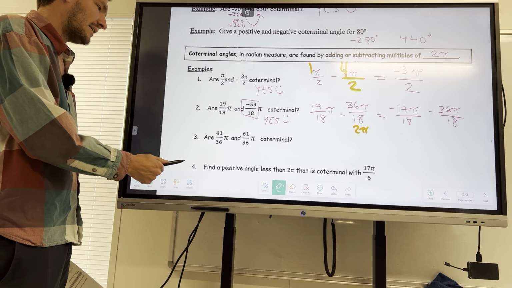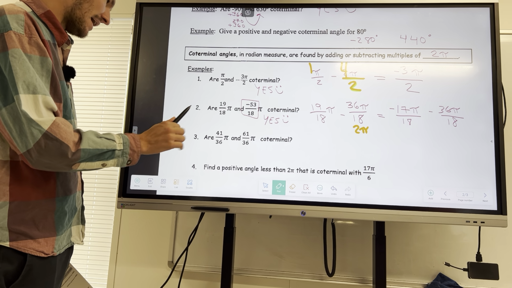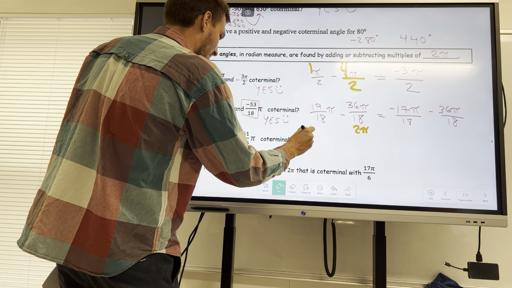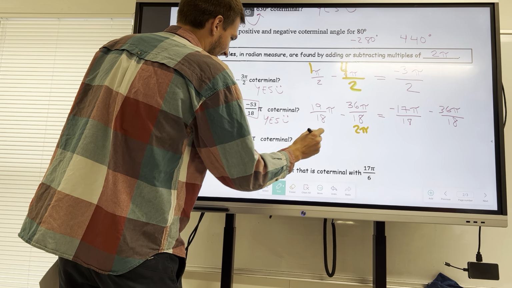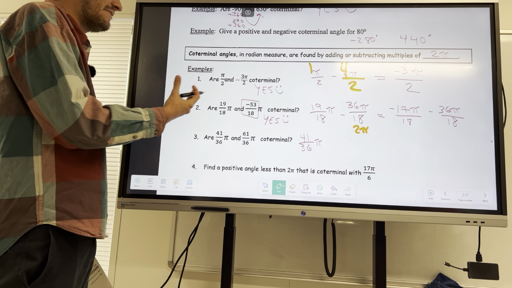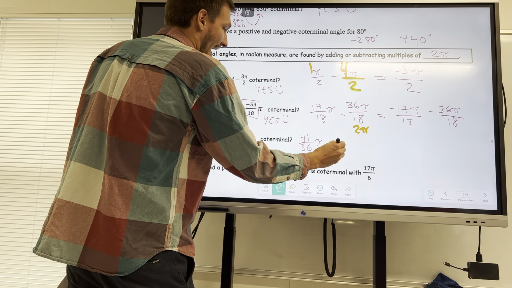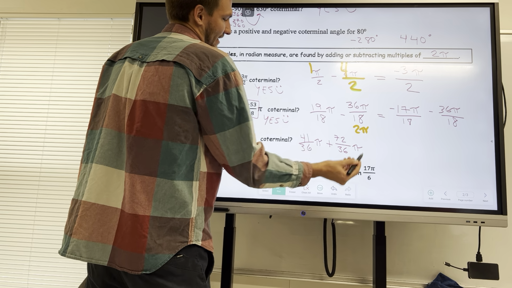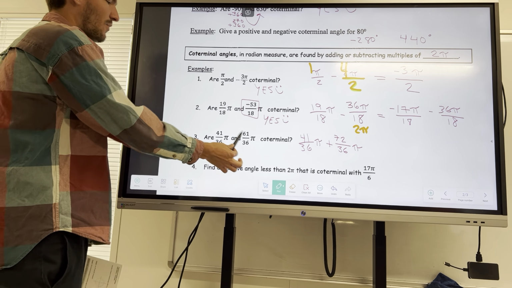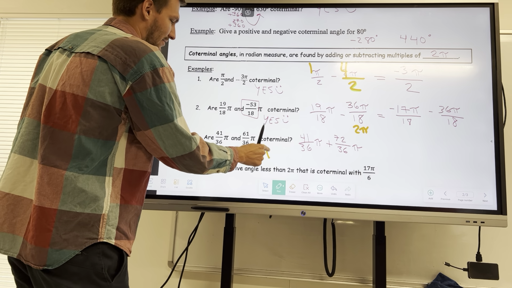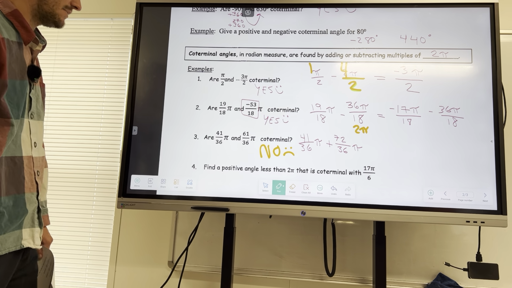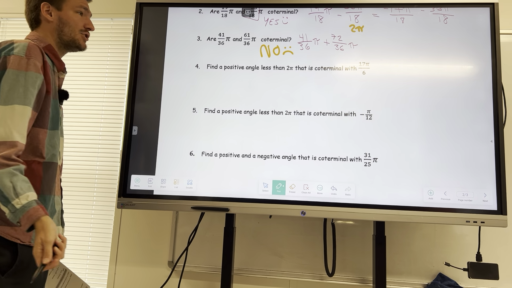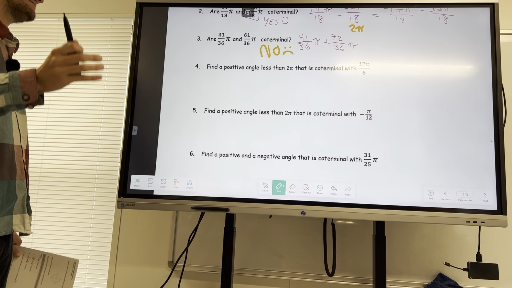Let's try number 3. 41 over 36 pi and 61 over 36 pi. Does anybody have an intuition as to whether this is going to be coterminal or not? No, this is not. It doesn't look very good, because if I even just try to set this up and I try to add 36 and then double it, 72, I'm thinking, wait a second, this is going to be over 100. And there's no way it's going to be stopping at 61. I agree with you guys, no, that is not going to be coterminal. And what started off as being kind of a long question, maybe you don't realize it, but our speed is picking up for sure.